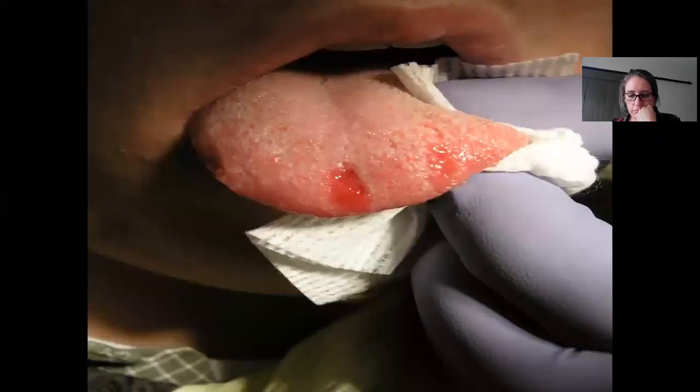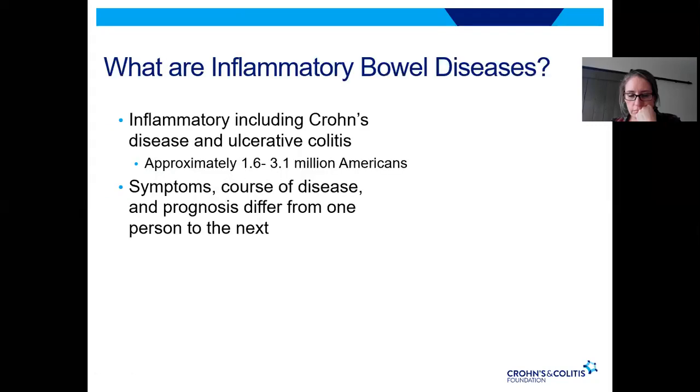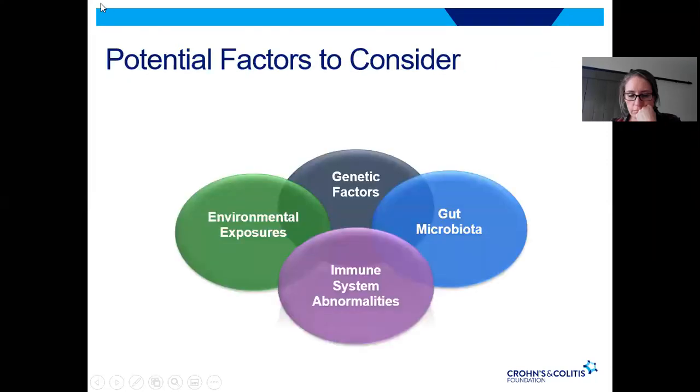colon. So our objectives on the next slide will be to define IBD, review the manifestations, discuss various treatments, and then answer your questions. And we're going to have those questions at the end after all the talks. Next, please. What is inflammatory bowel disease? It is a group of diseases. The two most common are ulcerative colitis and Crohn's disease.